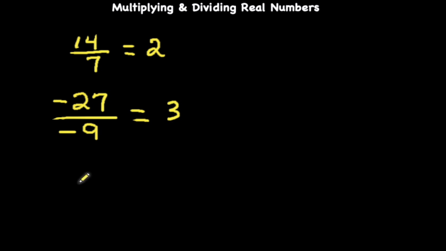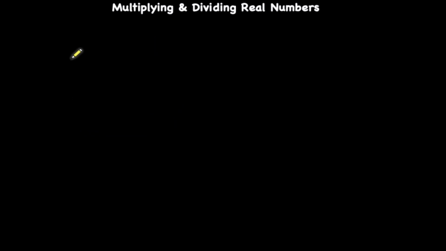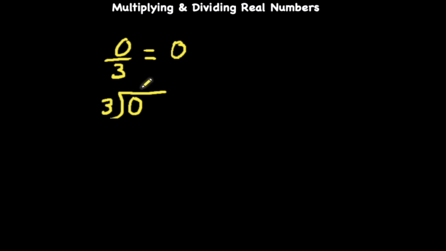And remember, 0 divided by any number is always equal to 0, right? So if you have 0 divided by 3, you know that's 0, right? And written another way, 0 divided by 3, you know that 3 goes into 0 zero times. 0 times 3 is 0, right?